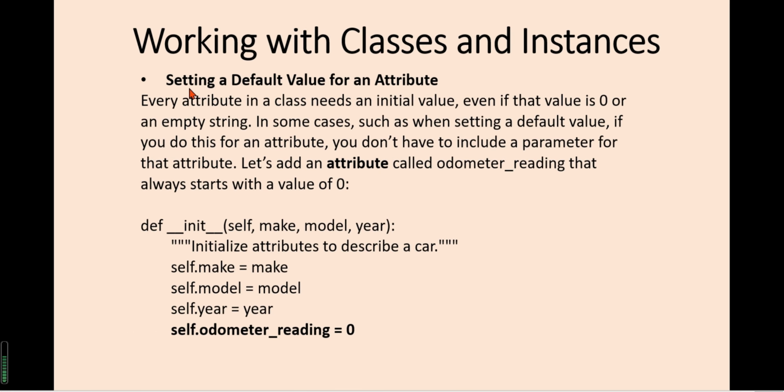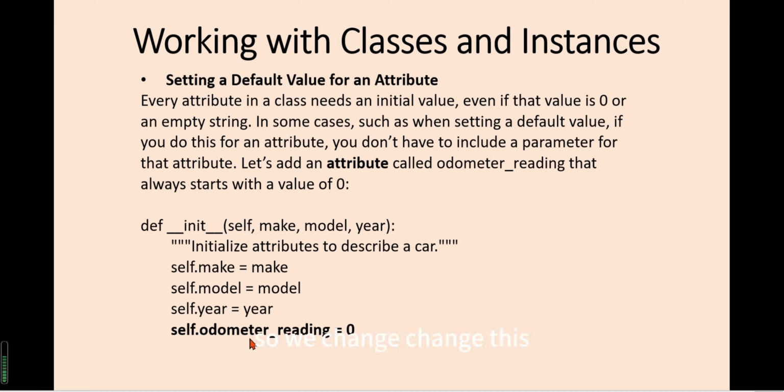And for the class, we can set a default value for an attribute. So every attribute in a class needs an initial value, even if that value is 0 or an empty string. In some cases, such as when setting a default value, if you do this for an attribute, you don't have to include a parameter for that attribute. Let's add an attribute called odometer reading that always starts with a value of 0.